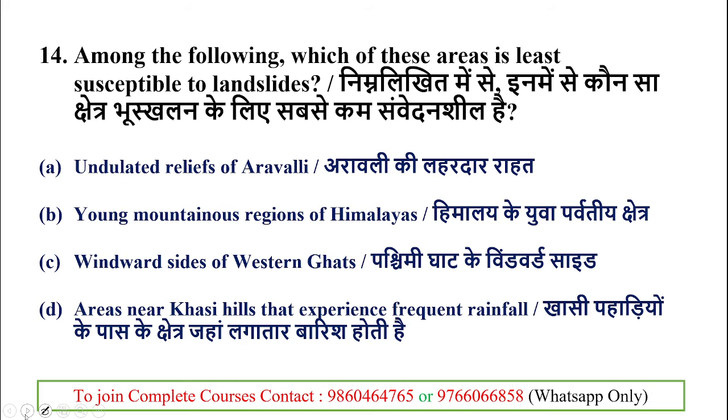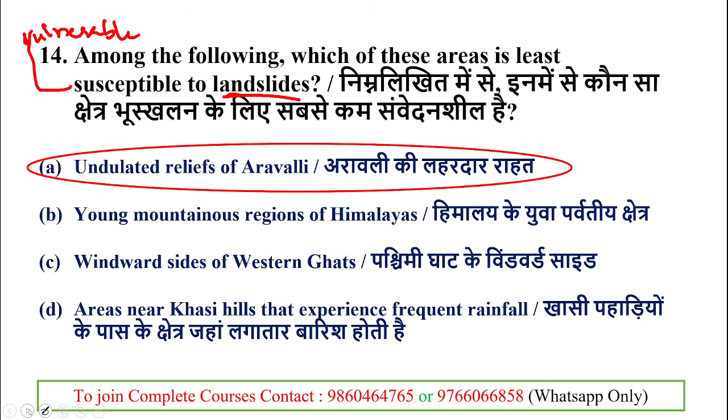And then among the following, which of the areas is least susceptible to landslides? So here the least susceptible means least vulnerable. Least vulnerable. So the landslides are least likely in which of the following areas? And that is the undulated reliefs of Aravalli.